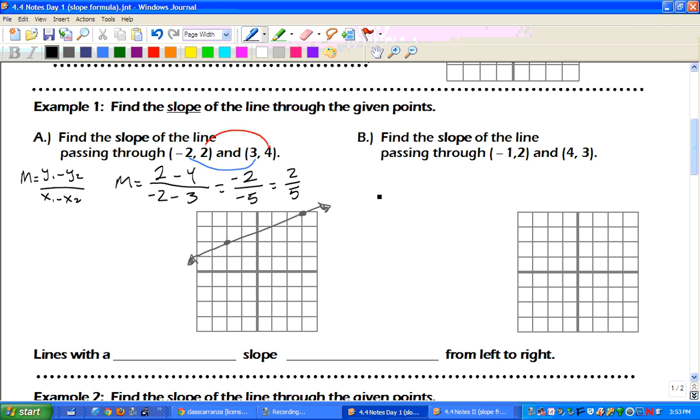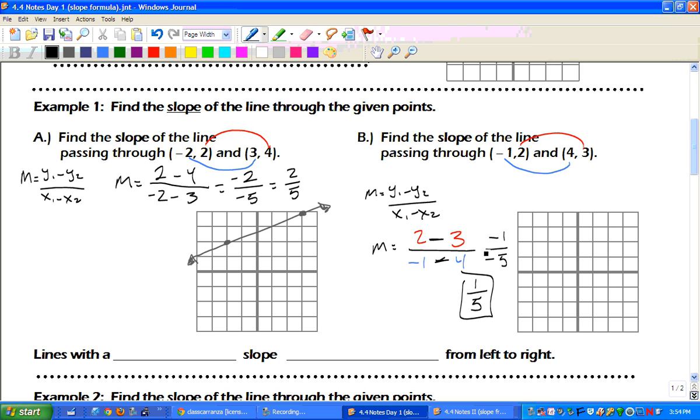Okay, let's do the same thing. So remember y1 minus y2 over x1 minus x2. I'm going to put the subtraction signs right there so I don't forget them. Those go on top. 2, 3, -1, 4. So 2 minus 3 is -1. -1 minus 4 is -5. And that turns to 1/5.